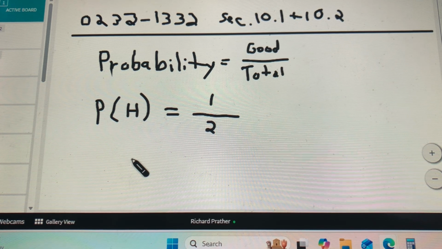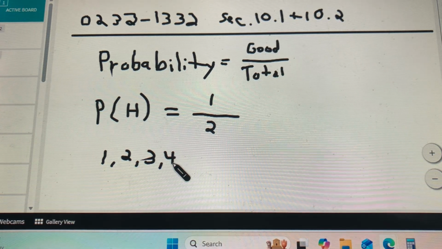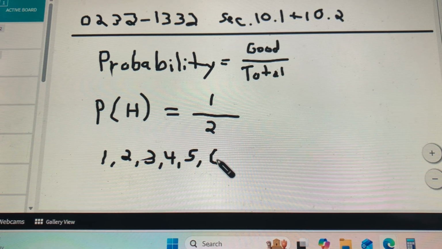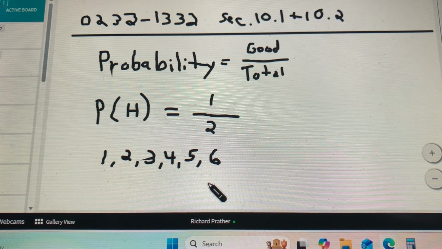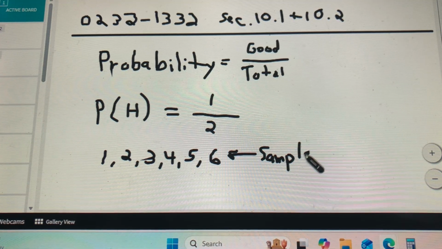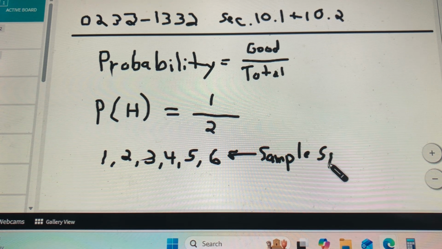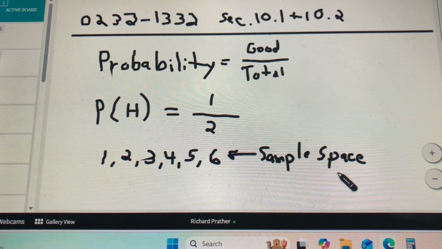If you roll a single die, die is singular, dice is plural, you're going to get a 1, a 2, a 3, a 4, a 5, or a 6. When you list everything that can happen to you in a probability experiment, this is called the sample space. The sample space gives you a listing of everything that can happen. In some cases, it's too hard to write the whole sample space down, but if you can write it down, then you could at least look at it, and it gives you probability answers right away.